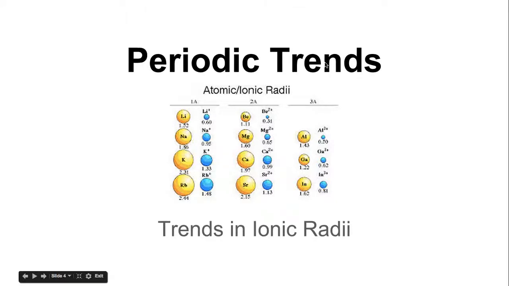Periodic trends, ionic radii. The definition of ionic radii is that it is the size of the atom after it becomes an ion, meaning that it loses or gains electrons to add or lose an orbital, thus changing the size. An ion is an atom or group of atoms that has a positive or negative charge. A cation is an ion with a positive charge, and an anion is an ion with a negative charge.